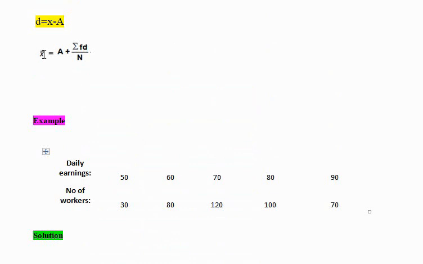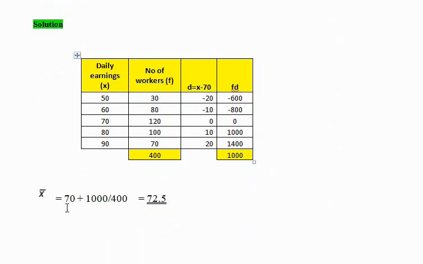We have the formula X bar equal to A plus sigma FD by N. Here A is 70, sigma FD is 1000, and N, or sigma F, is 400. So 70 plus 2.5, that is 72.5. So that's about the shortcut method.